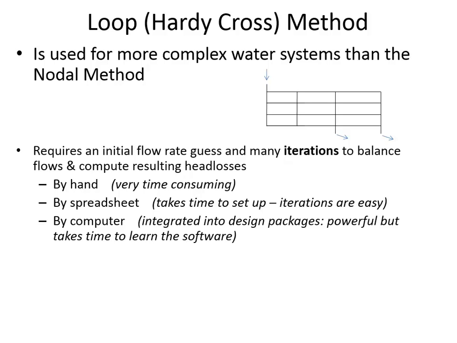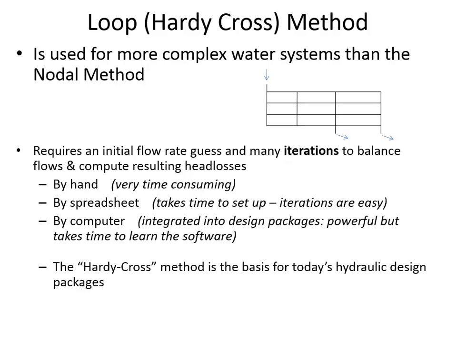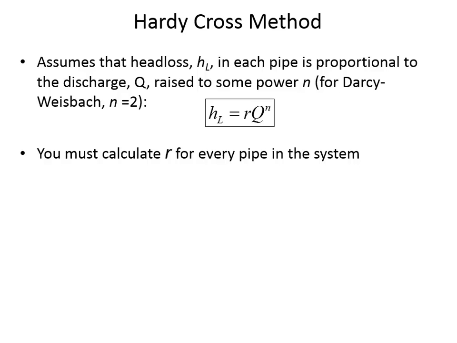So you can do this by hand or by spreadsheet, and you can also do it by computer. And it's this Hardy-Cross method that's built into WaterGEMS, and regardless of which friction loss approach you have it set at, whether you choose Manning or Hazen-Williams or Darcy-Weisbach, it's using the Hardy-Cross method for computations as it tells you what the flow rates through each pipe are. So that's the basis for all of the software we use for hydraulic design today.